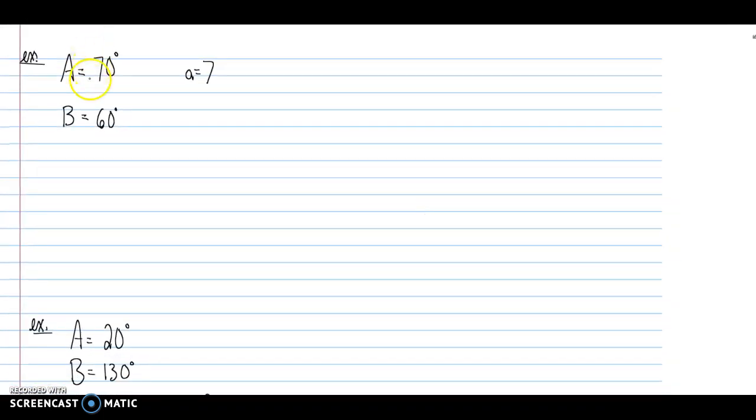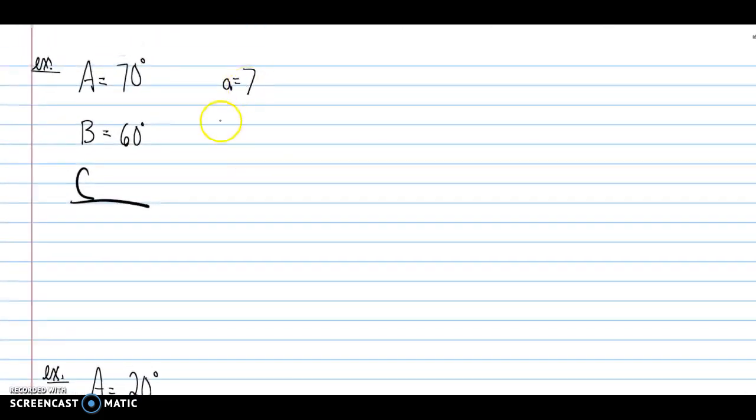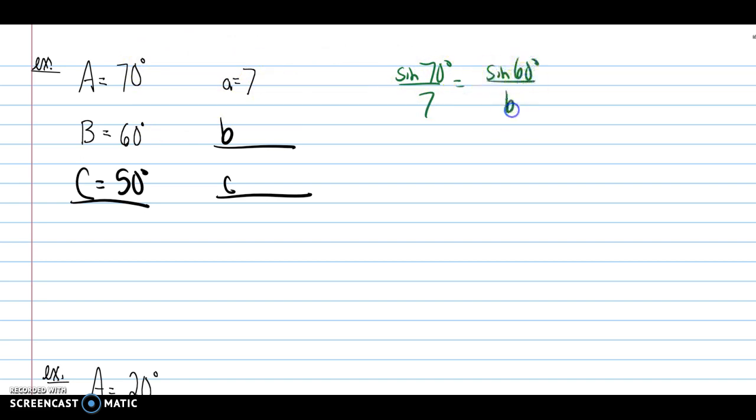First example, we have triangle ABC that we're trying to solve. We're given angle A, we're given angle B, we're given little a, we need to find little b, little c, and angle C. To start off with, I know there's 180 degrees in a triangle, so if I take 180 minus both of those, then angle C is 50 degrees. To find little b, we could say that the sine of 70 degrees over 7, that's sine A over a, is equal to the sine of 60 degrees over little b, that's sine B over b.